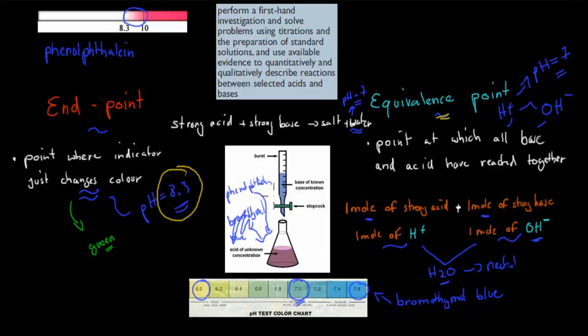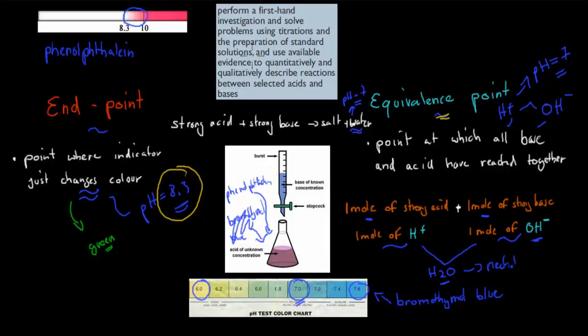So what we have to do is match the correct indicator with the type of titration we're doing. Strong acid, strong base, we usually use bromothymol blue because it's the appropriate endpoint. It's quite similar to the equivalence point. We won't be using phenolphthalein because it's going to be quite different. So that's just the overall idea of equivalence point, endpoints, and why we need to use a suitable indicator to actually do different types of titrations.